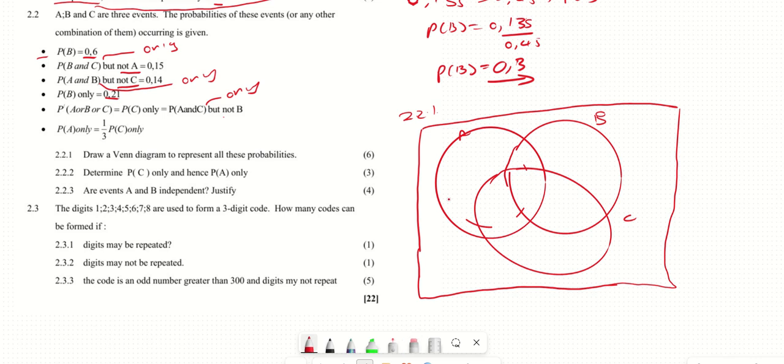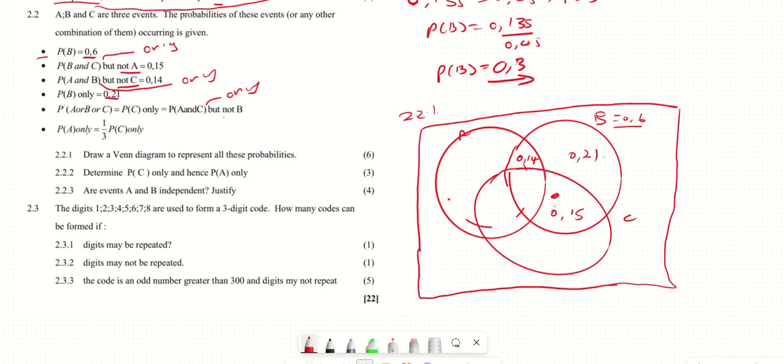Let's start with the probability of B. I will write this is 0.6. Why? Because this is where B is. Probability of B and C but not A, it's here, which is B and C only. So here it's 0.15. Probability of A and B but not C, it's here, which is 0.14. Probability of B only is 0.1.